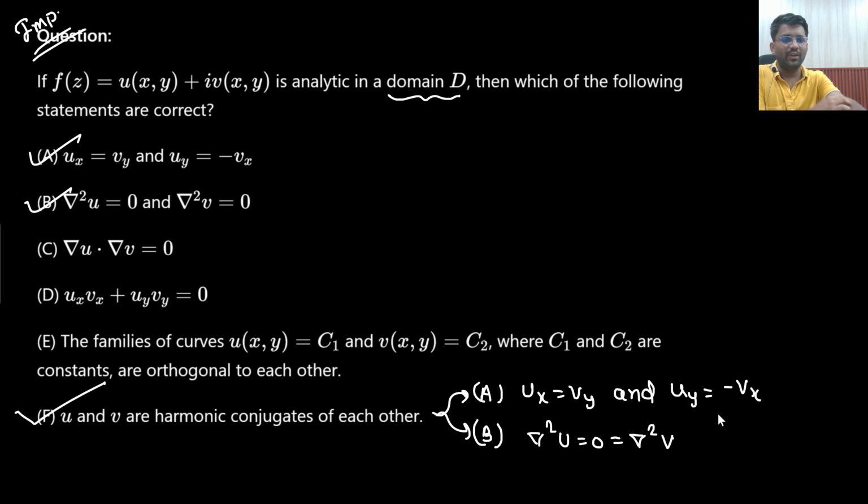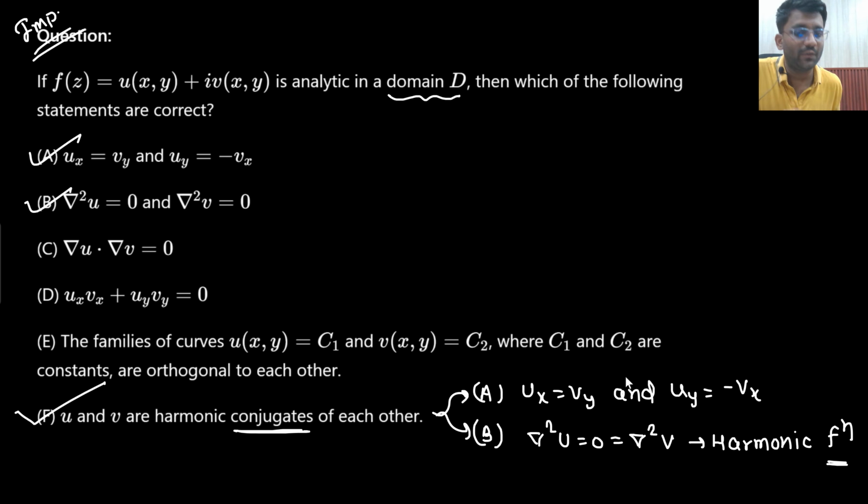What is the meaning of being harmonic conjugate of each other? That means, sir, they should be harmonic functions. Harmonic function means their Laplacian should be 0. Along with that, sir, ux equals vy and uy equals minus vx. So if both of the properties are being followed, then we will call it harmonic conjugate. If only one property is being followed, then we will say they are harmonic functions. Two different things are there: harmonic functions and harmonic conjugates. So they will be known as harmonic conjugates if they are harmonic functions as well, along with that, they are following this property as well.